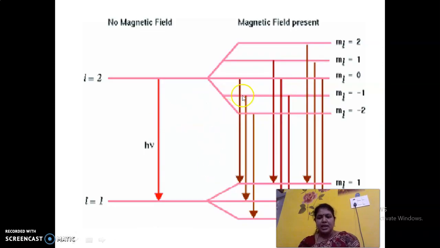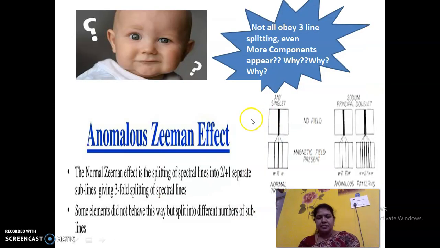The same picture in a colored way. So I say that in the normal Zeeman effect, it gets the splitting of spectral lines into 2L plus 1 separate sublines, giving threefold splitting of spectral lines: nu naught plus, nu naught, nu naught minus, threefold splitting. We saw that. Now do all the transitions obey this 3-line splitting?